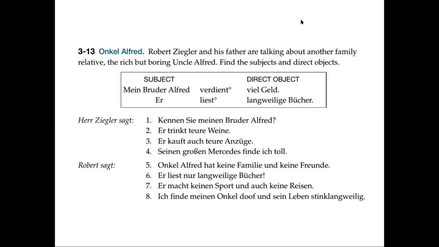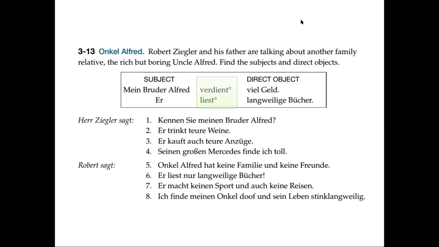And we're going to be finding the subjects and the direct objects. And if we look at our first sample sentences, the best way to find your subject is to first find your verb, because that verb's always in second place. So if I look, mein Bruder Alfred verdient viel Geld, my verb here is verdient. Liest langweilige Bücher. Liest would be my verb.